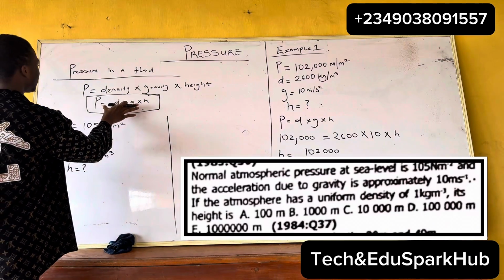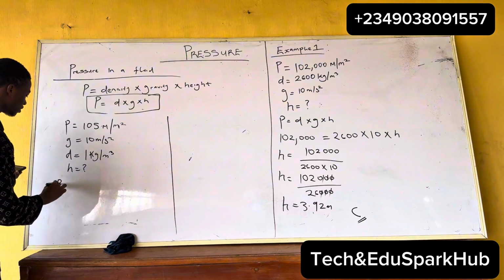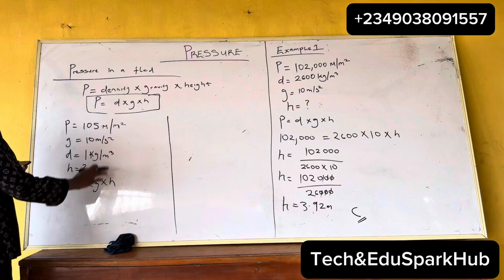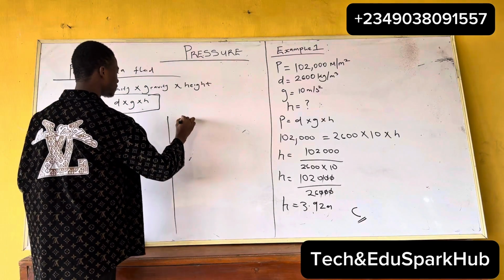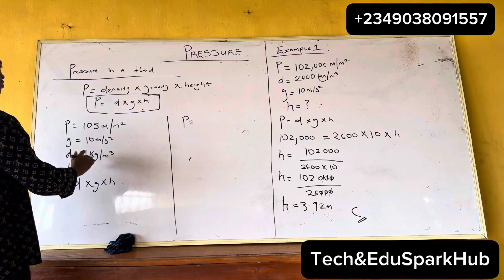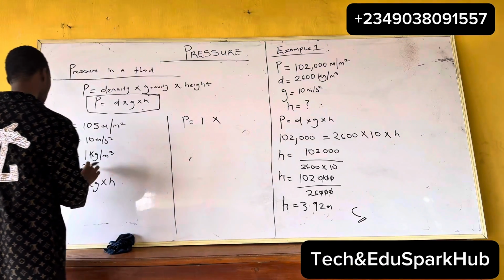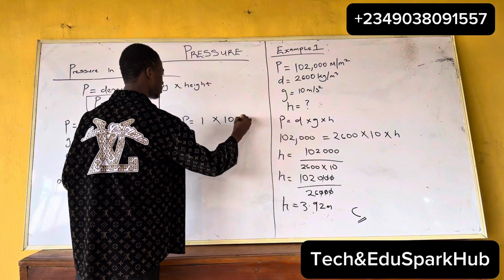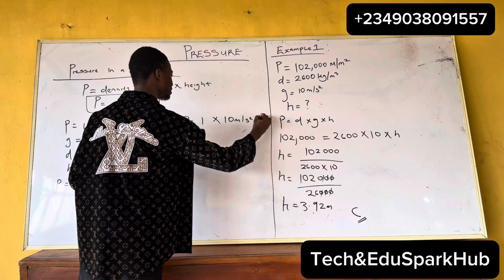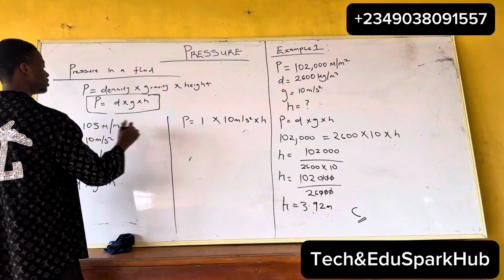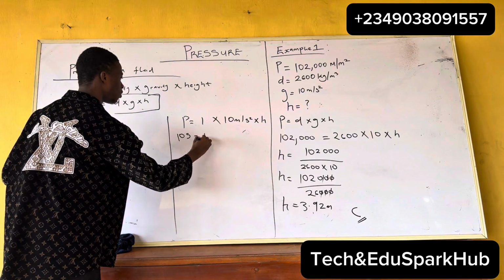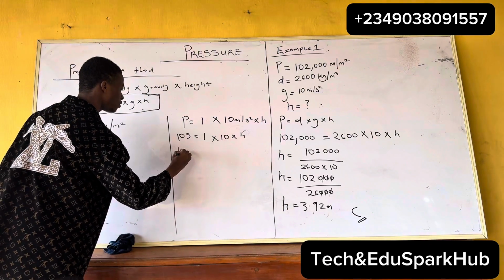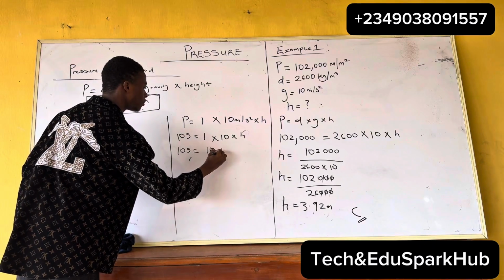Remember from the formula for the pressure in a fluid, we have P is equal to the density times gravity times height. So substituting our parameters in this formula, what's our density? We have the 1 times, what's our gravity? The gravity here is 10 meter per second square. And lastly, we have the height, which is unknown. So we can put our pressure, which is 10^5, equals 1 multiplied by 10 multiplied by H. In this case, we have that 10^5 is equal to 10 multiplied by H.